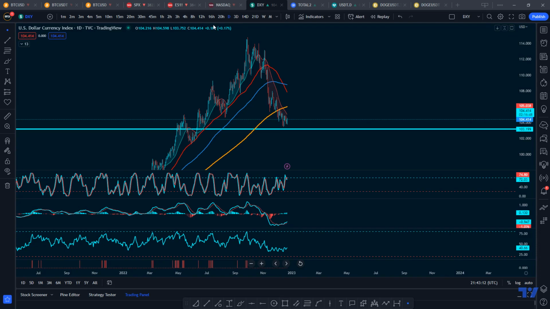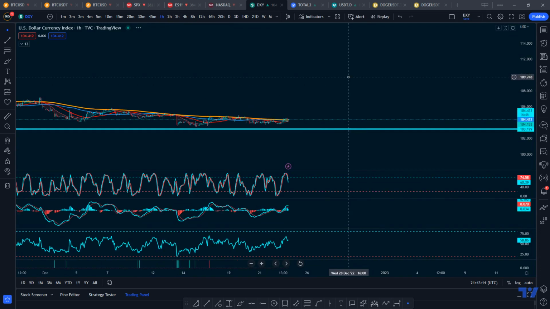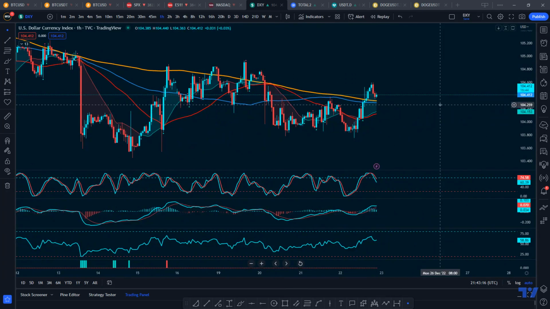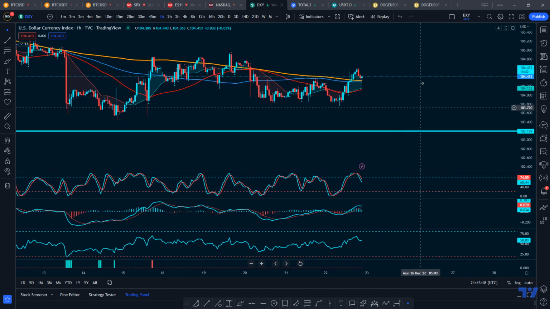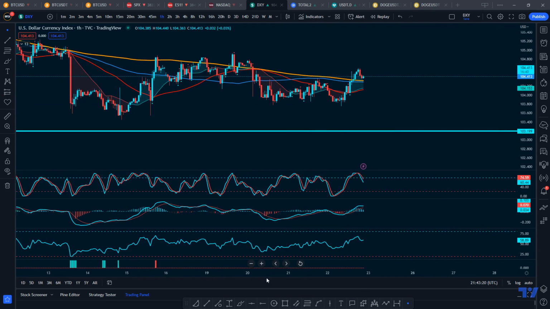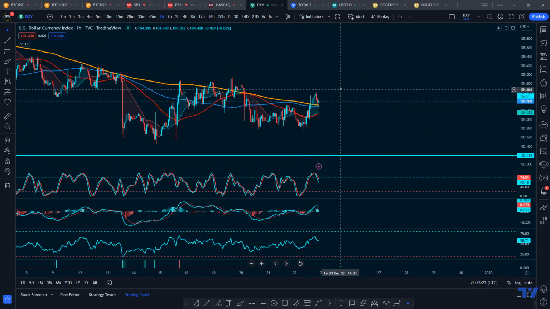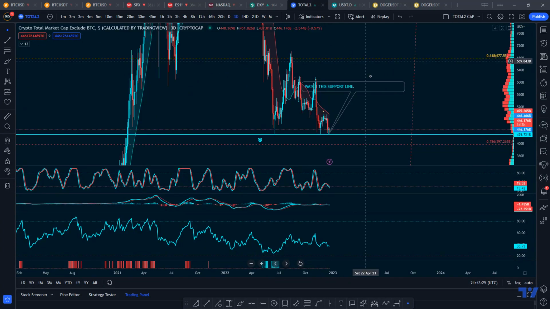The DXY starting to move upwards. So look at the DXY on the 1 hour. Okay, starting to move upwards. So usually if the DXY moves up, Bitcoin moves in the opposite direction.